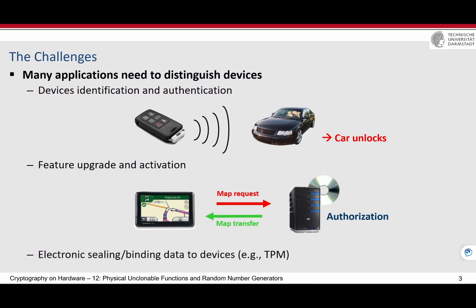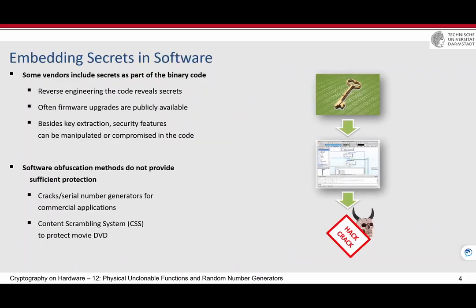Of course, you notice, many devices need to be authenticated to a server or to other devices. One way of doing so is embedding the secrets in software. Some vendors include secrets as part of the binary code. Of course, some reverse engineering efforts can help and reveal this secret.